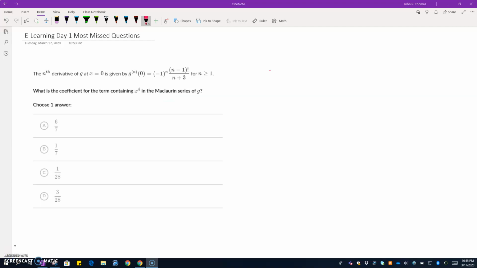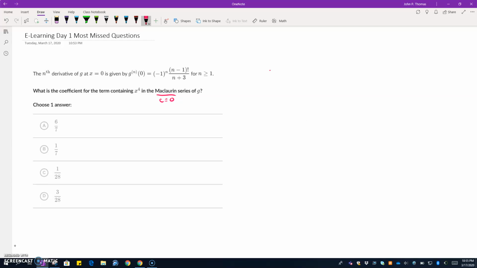Okay, period 3, you guys did a fantastic job with the first day of e-learning. This was one of the most missed questions though. It gives you the nth derivative of g at x equals 0 for n greater than or equal to 1, and it asks what the coefficient is for the term containing x to the fourth in the Maclaurin series of g. Now remember, Maclaurin is code for the center is 0.